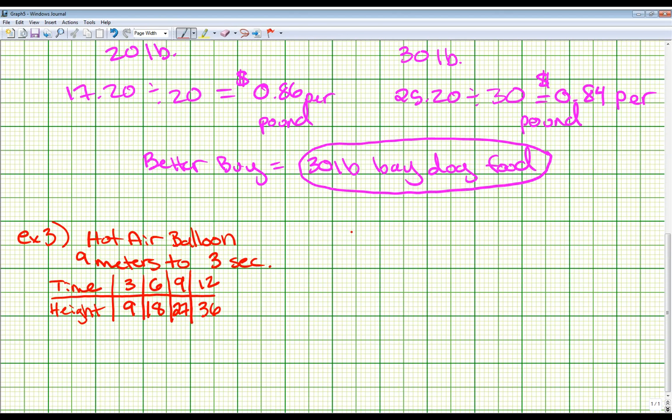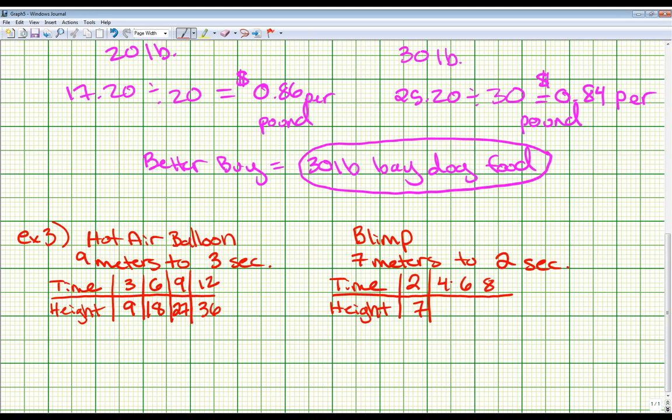The other thing we're comparing is the blimp, so we'll put that over here. They tell us that the blimp is going to rise 7 meters for every 2 seconds. 7 meters to 2 seconds. So if I'm going to do time and height in my table, so we have time being 2 seconds and 7 meters. Then time could be 4, 6, and 8 seconds.